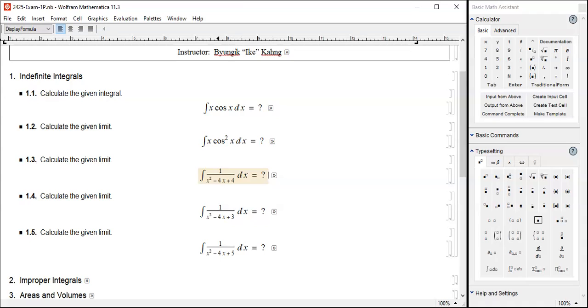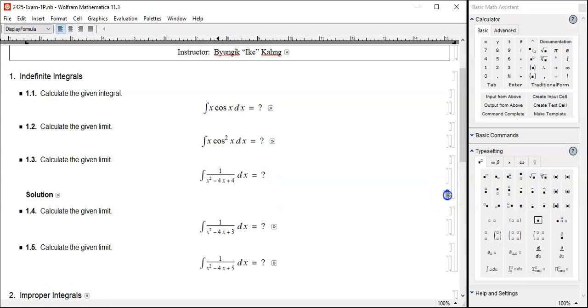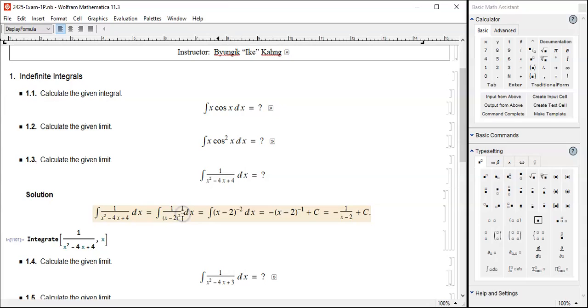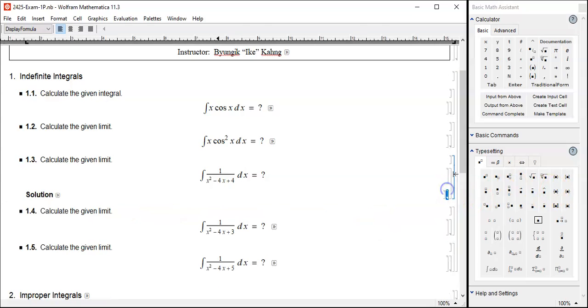I intended this problem as an easy problem, a really easy problem. How do you handle the denominator? It's a complete square. So what do you have? We have x minus 2 squared down here. So this is a power function, negative second power. So the antiderivative easily follows from the power rule immediately.